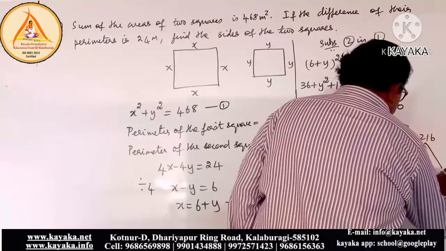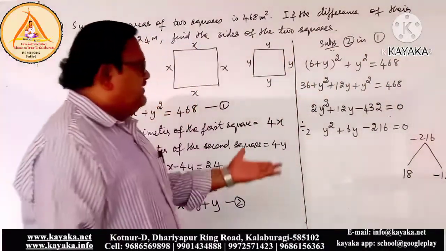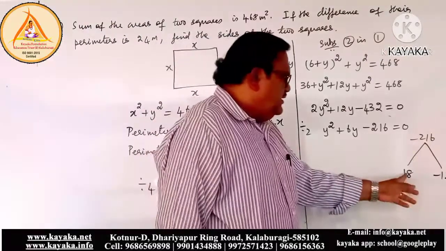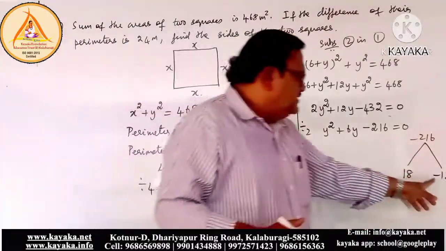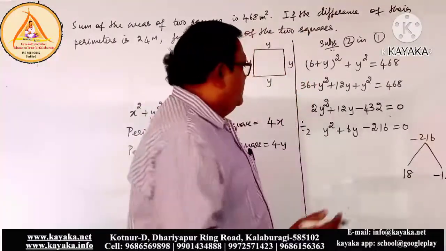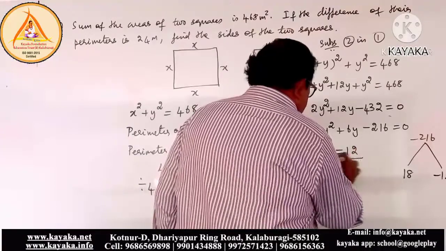Therefore, 18 and minus 12, you can take the factors 18 and minus 12. The same way, dear children, here 18 will become minus 18 in the final answer, minus 12 will become plus 12. Therefore, we will get y is equal to 12 as the answer.